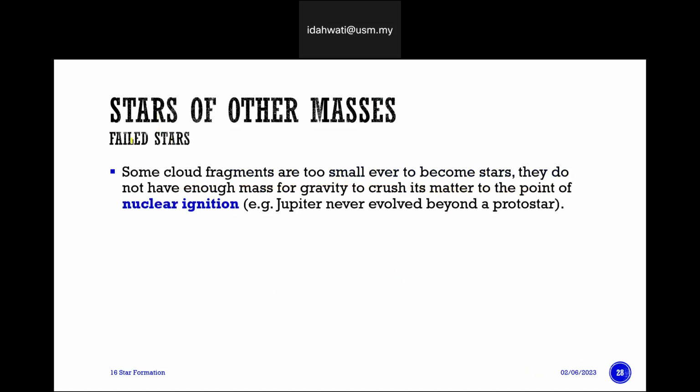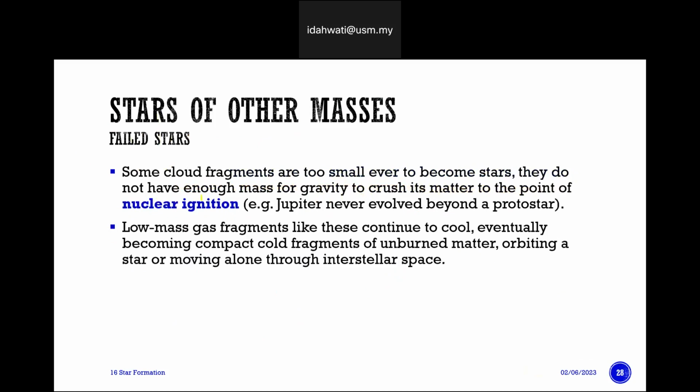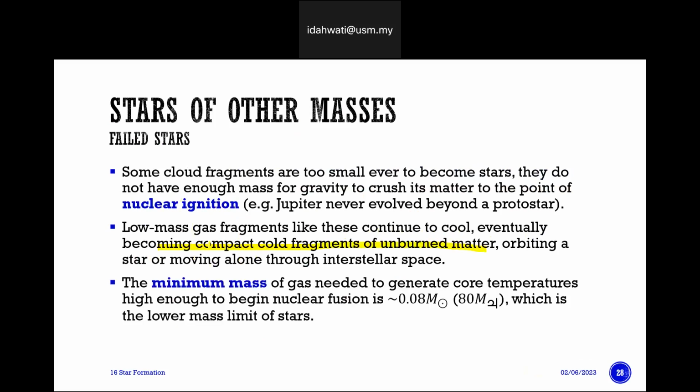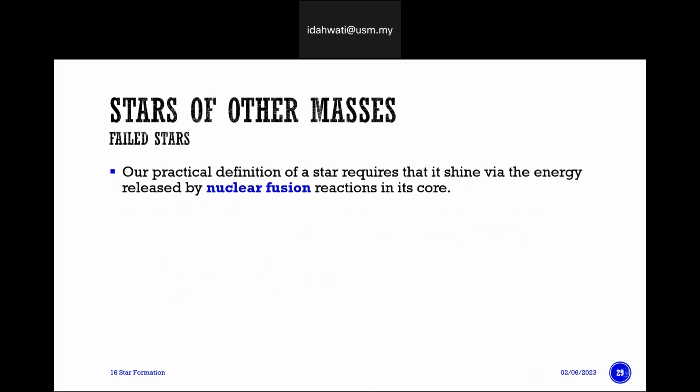So we also have the failed star. What happened? Gravity is not able to crush its matter to the point of nuclear ignition. The low mass gas fragments like this continue to cool, eventually becoming compact fragments of unburned matter. So that is the condition for the failed star. And there is a minimum mass of gas needed to generate a core temperature high enough to begin nuclear fusion in its core.